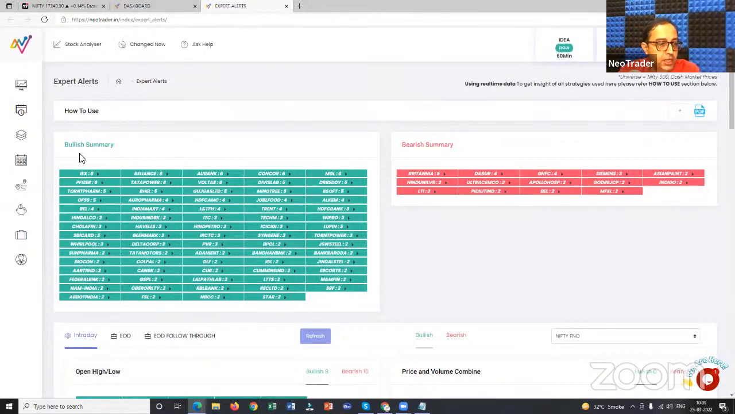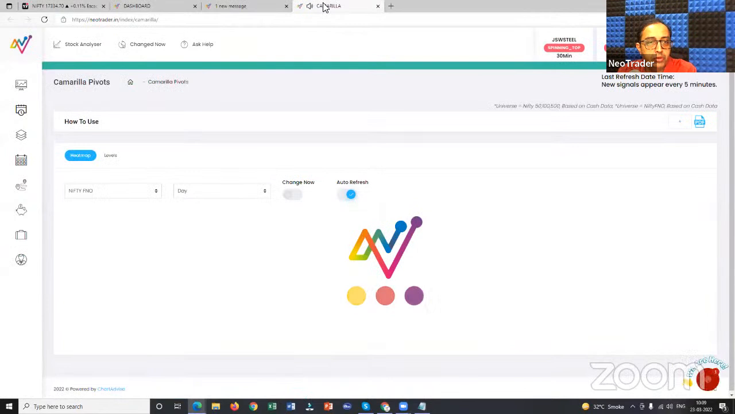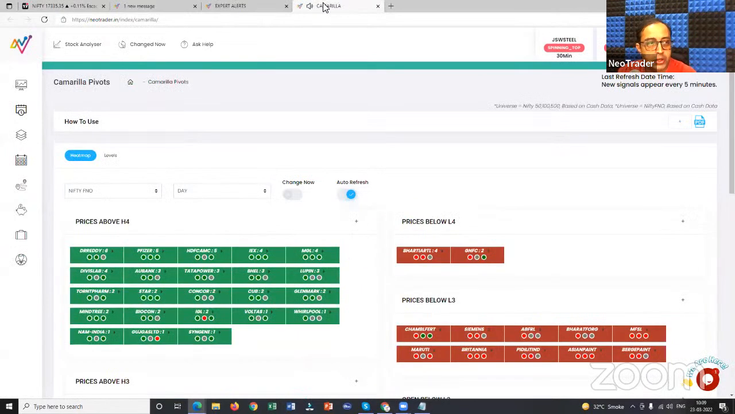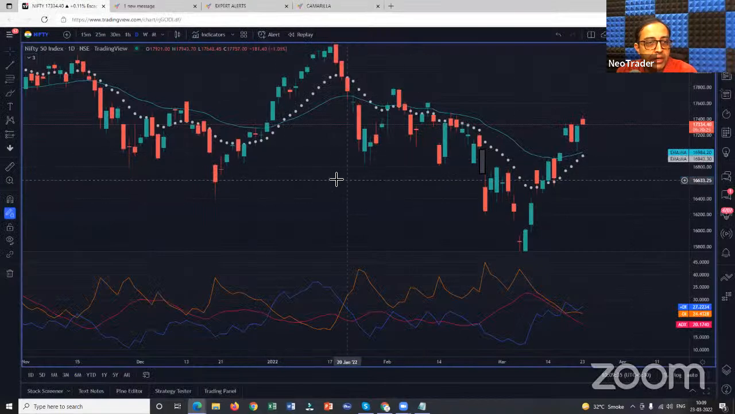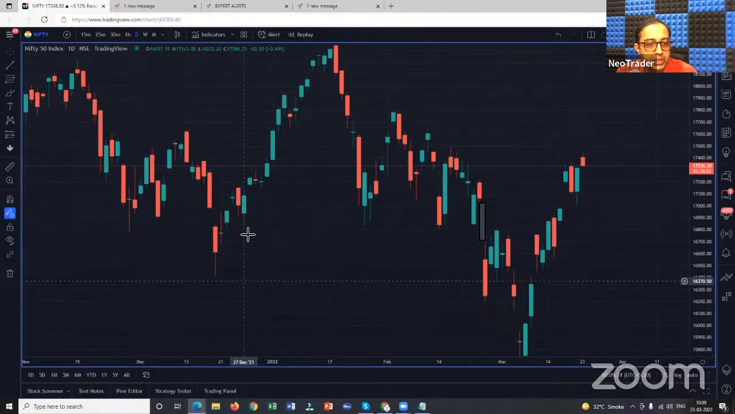So as we now get into the pharma space, let's try and find out how we can action using the Camarilla pivot. So I have the Camarilla pivots page here with me. Camarilla pivots, for those who are new, all right? So those who are new to this concept, let me just open up a plain chart here. Let me just get rid of all of these.